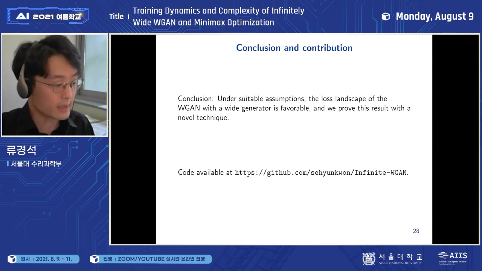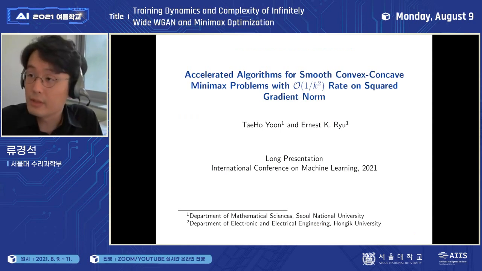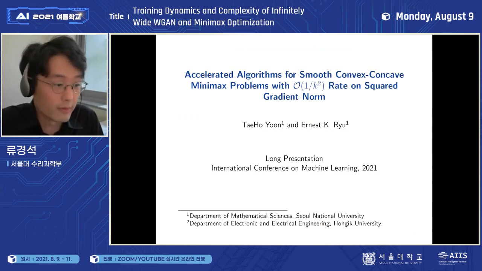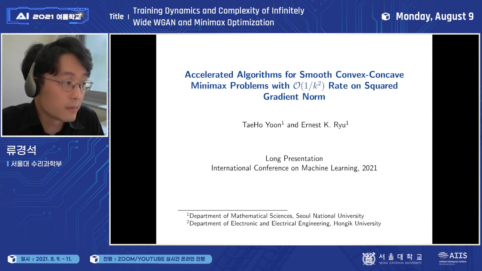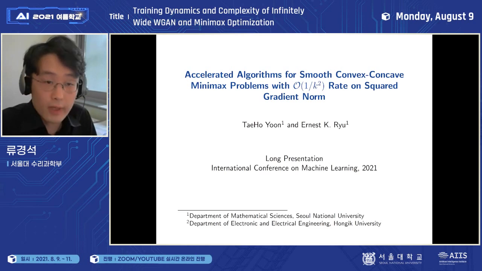Okay, so that's the end of the first part of my talk. I would be happy to take questions, but I think it's going to be better for me to just finish the talk. So let me move on to the second part of my talk. And this part is entitled Accelerated Algorithms for Smooth Convex-Concave Minimax Problems with 1/k² rate on squared gradient norm.